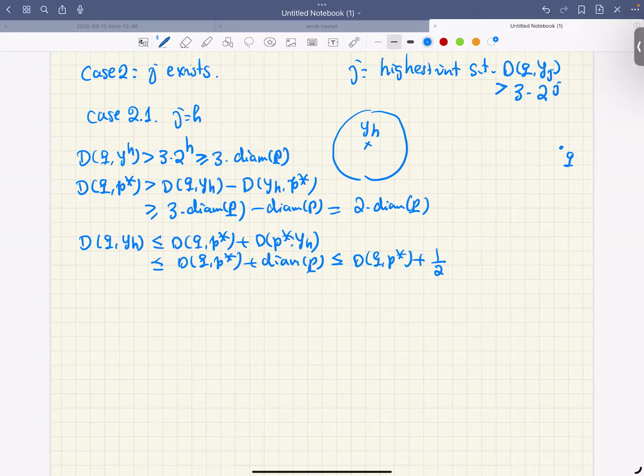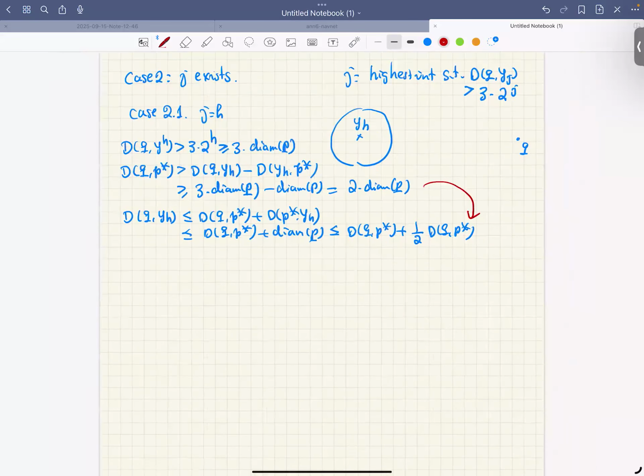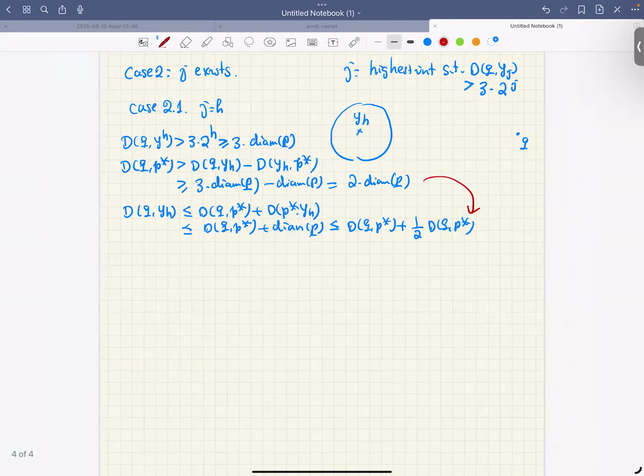So this is 1/2 of d(Q, P star), from the previous inequality. So now this is 1.5. You see what I mean? 1.5. All right. So you can see YH is not only a 3-approximate nearest neighbor. This is a 1.5-approximate nearest neighbor, right? So even better. Okay, good. So this is case 2.1.